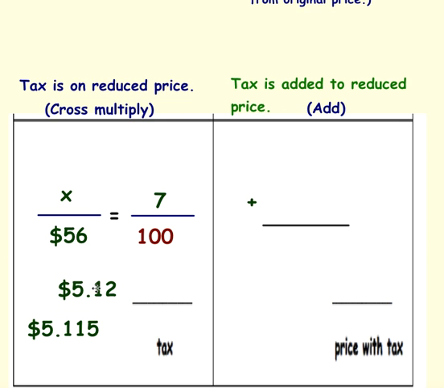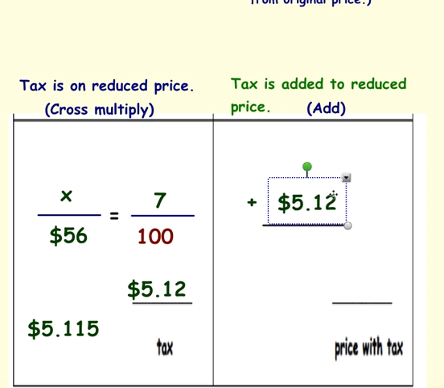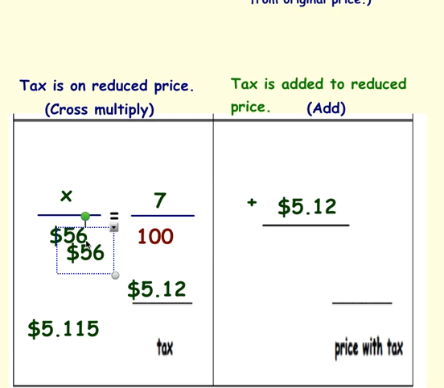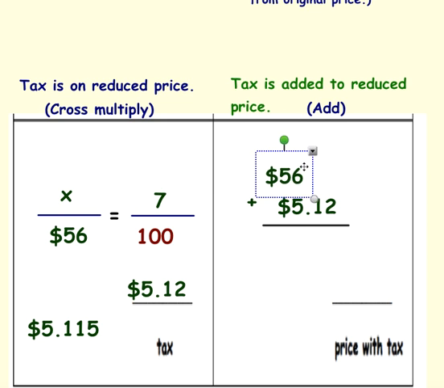This is how much you have to pay in tax. And like I said, unless you're a business that is tax exempt, you have to pay that tax. So you will add that to your reduced price. In this example, it happens to be $56.